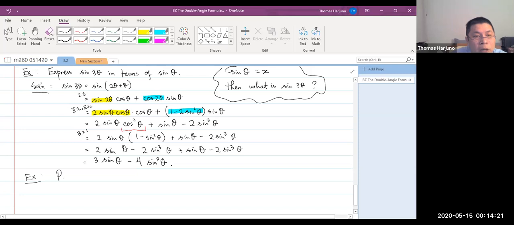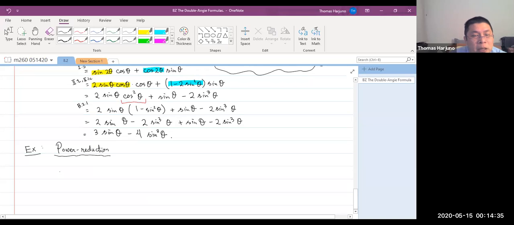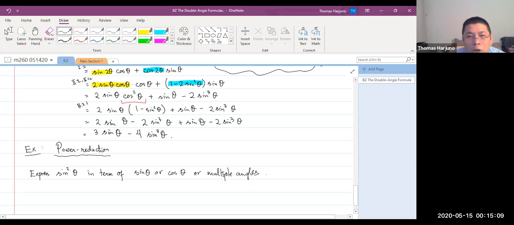Now, another important material from here, especially to prepare you for Precalculus 2 later on, is something called the power reduction method. So basically, suppose I have sine squared theta. Express sine squared theta in terms of sine theta or cosine theta or multiple angles, without power.